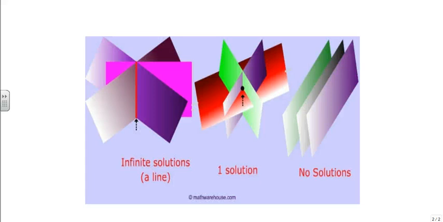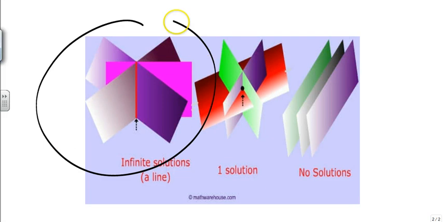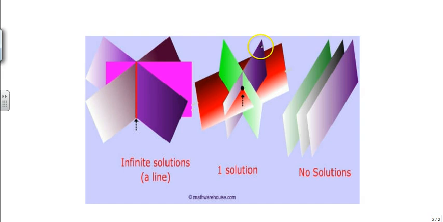When all 3 of these planes intersect, like this, that's infinite solutions. That means it is a line. When they intersect like this in the middle, that's one solution. That's like the first that we got. That's a point, one single point in 3D space where all 3 of these planes intersect.